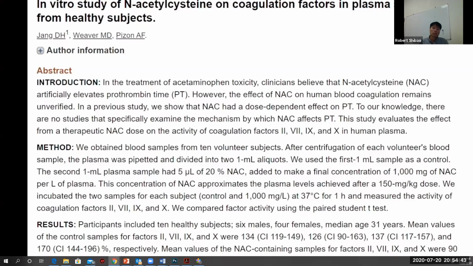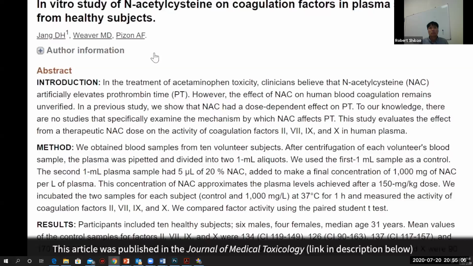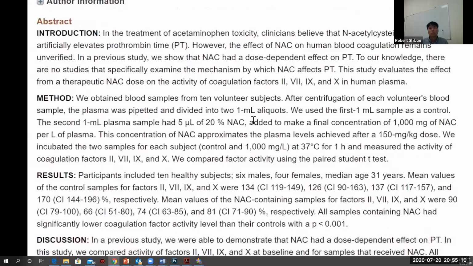There may be another front that N-acetylcysteine is opening up here with COVID-19, in that N-acetylcysteine may not only affect the oxidative stress aspect of COVID-19, but also the hypercoagulable state that is set up by the excess of von Willebrand's factor. Here we have this article that was published in 2013, which shows that N-acetylcysteine can have an effect on the coagulation factors in plasma samples from healthy subjects.